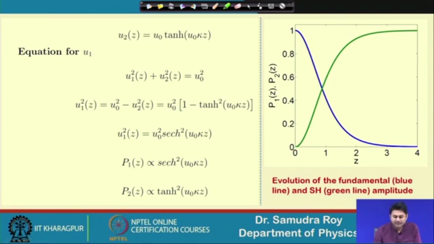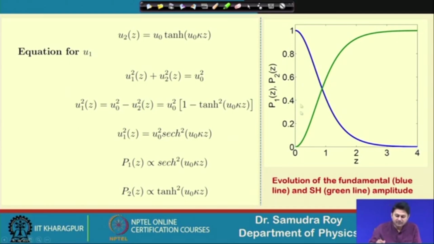So, this is the real picture, and in all cases, at z equal to 0 point, all the energy is in the fundamental wave. When I go to some z point, I find that the total energy is now totally converted to the second harmonic wave. So, all the energy is now going to the second harmonic wave, and the energy of the fundamental wave is almost 0 or vanishes.